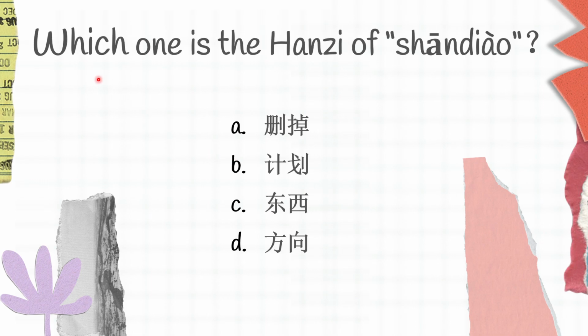The next one: which one is the Hanzi of Shan Diao? I will give you time to recall first. A is Shan Diao, B is Ji Hua, C is Dong Xi, and D is Fang Xiang. Shan Diao here is A.